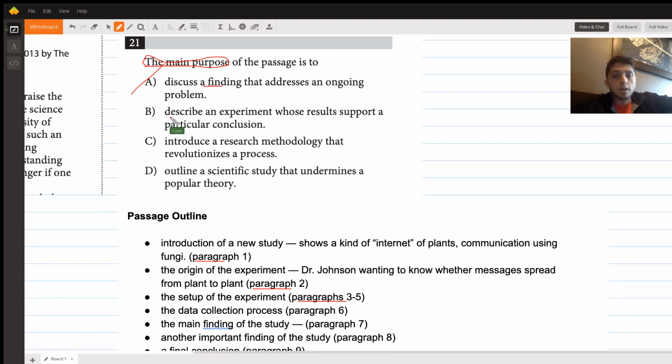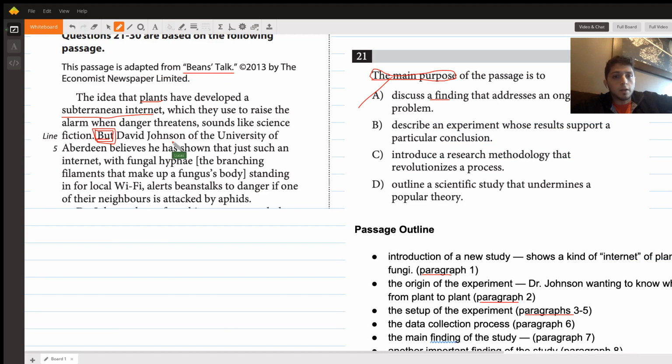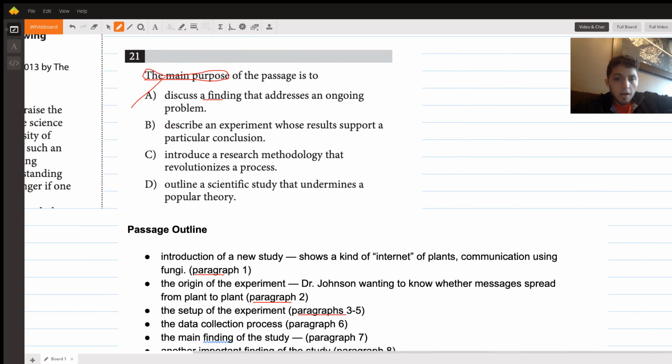B says, describe an experiment. So far, so good. That's what we have. Whose results support a particular conclusion. Good. That would definitely match what we have. We have an experiment, and it's supporting a particular conclusion, basically that plants have developed a subterranean internet. What's also good about this is how general it is. I always point this out. I'm having trouble figuring out exactly how to articulate how general answer choices are better, but basically, describe an experiment is not making an opinionated claim. It's not evaluating the experiment or proving something. It's a very mellow claim. It's just describing it. That's hard to be incorrect.